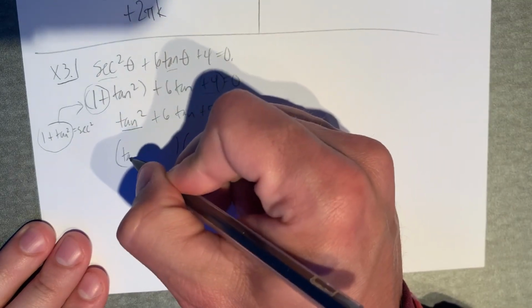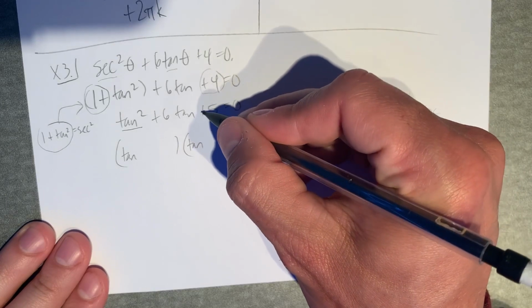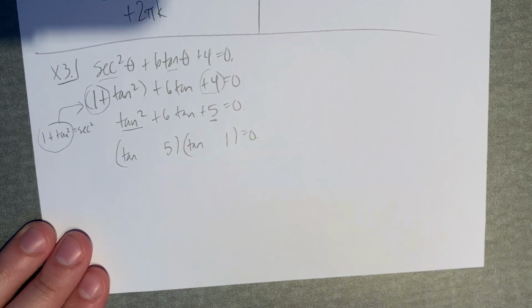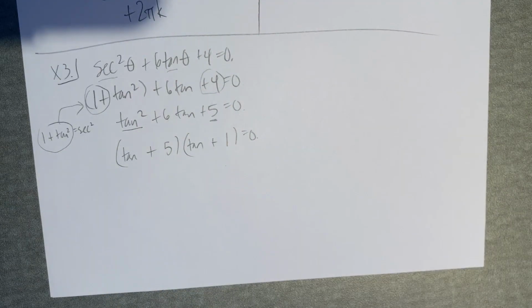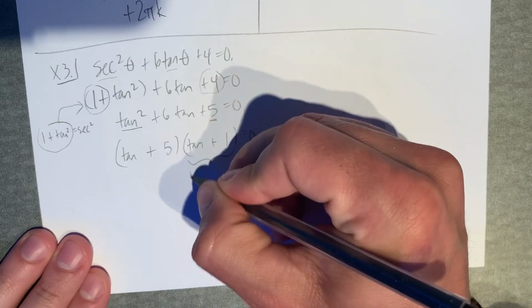Tangent squared out in the front is going to be tangent times tangent. What are my factors of 5 that add up to 6? Have to be 5 times 1. And my final term here in the back is positive, so let's call this plus plus because positive times a positive is a positive. So let's go ahead and solve these two roots. Let's start with this one. This one might be a little bit easier.